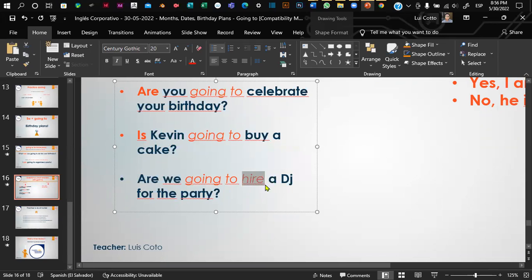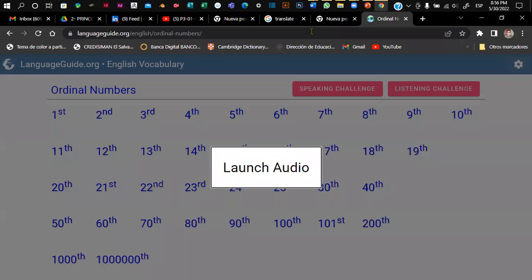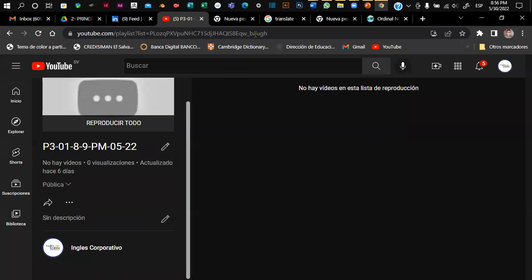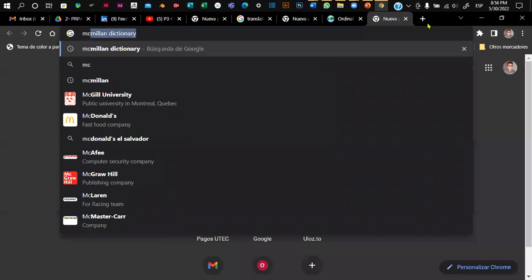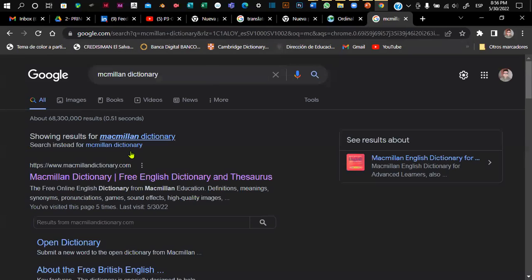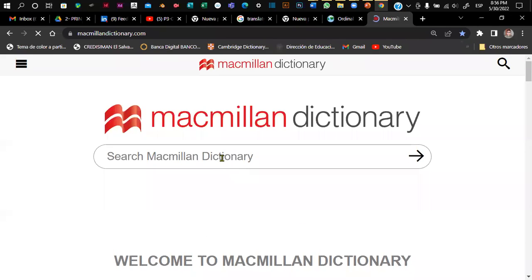Ah, okay, this is a verb. Aquí hay un verbo. Let's repeat, hire. What is hire? If you want to know, use the tools. Hay que usar las tools. Let's see, I have my tool. Where is my tool? Okay, let's see, Macmillan, yes. Okay, this is a free dictionary that I use.